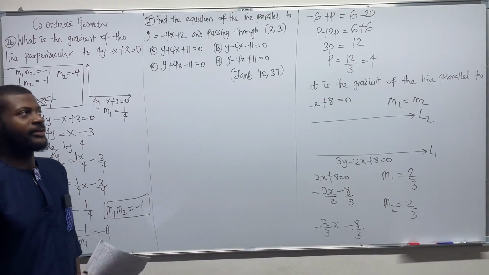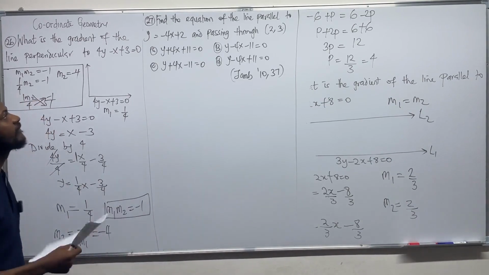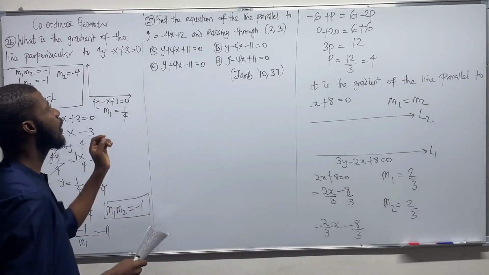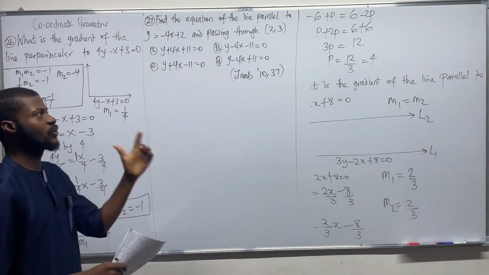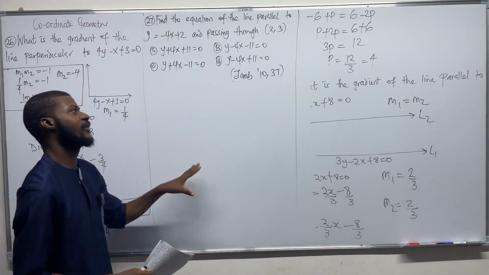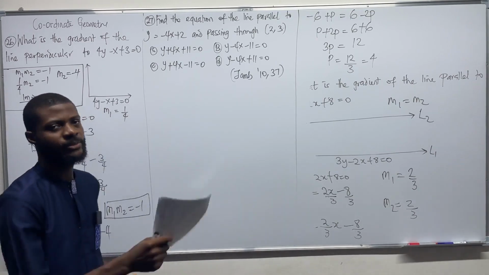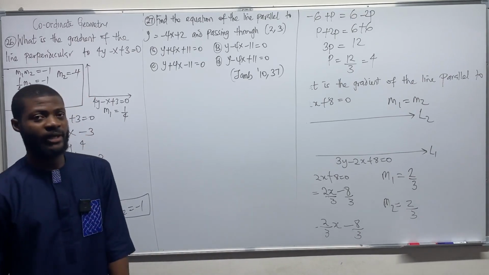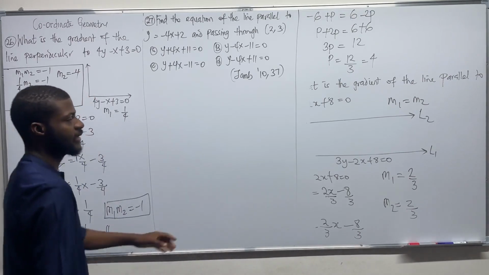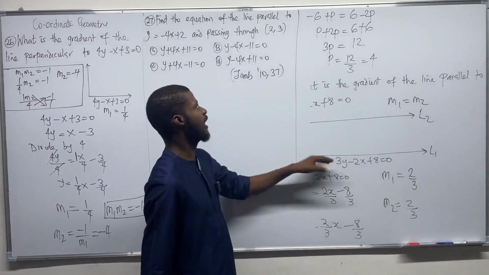Here's question 27. It says, find the equation of a line parallel to y equals minus 4x plus 2 and passing through (1, 3). This is not difficult, just a little bit advanced. This time around, we'll have to find the equation of a line. It's just like saying these are two parallel lines, because I said the lines are parallel.